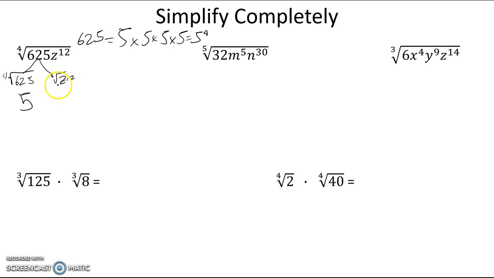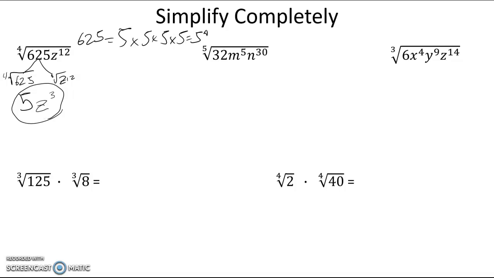And then I have right here the 4th root of z to the 12th. Well, it looks like that 12 is divisible by my root, which is 4. So now I do 12 divided by whatever my root is, so it's going to be z to the 12 divided by 4th power, which is just z to the 3rd power. I have nothing remaining underneath my radicals. Everything comes out outside of it.